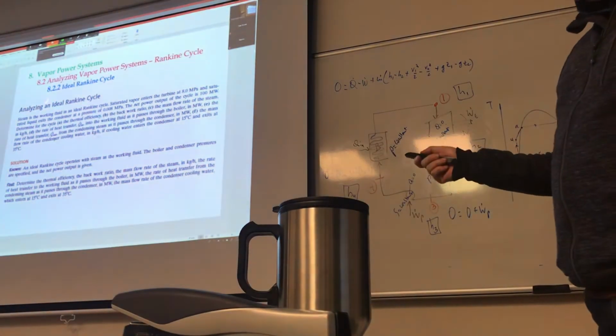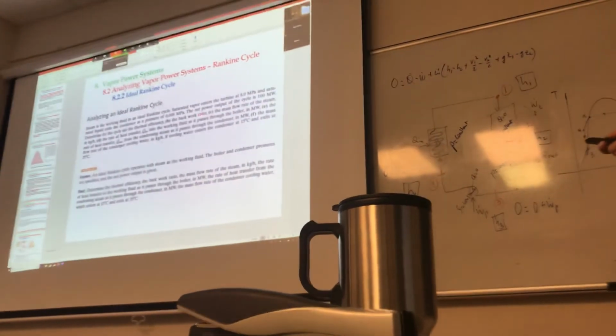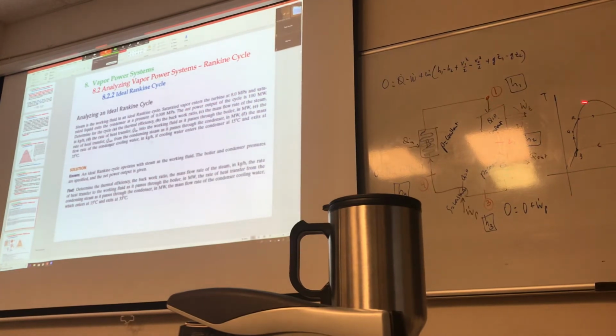So here, you're told that you have steam as the working fluid in the ideal Rankine cycle, and saturated vapor, you know, right here, enters the turbine at 8 megapascals, and saturated liquid exits the condenser. In other words, it exits right there at a pressure of 0.008 megapascals. And you're told that the net power output is 100 megawatts. Does it mean that it's really WT that's equal to that? It means it's WT minus WP that is equal to 100 megawatts.